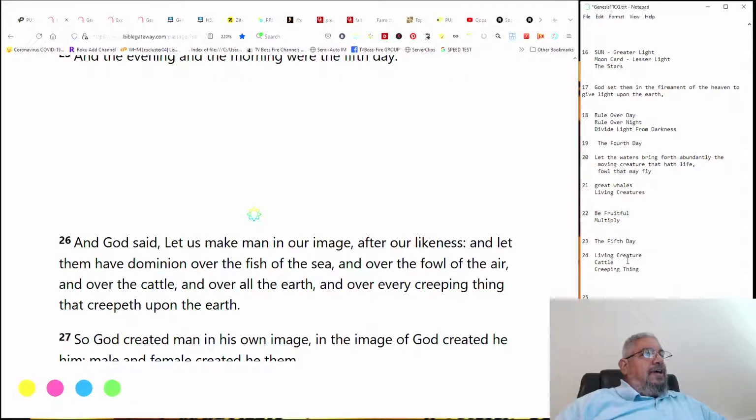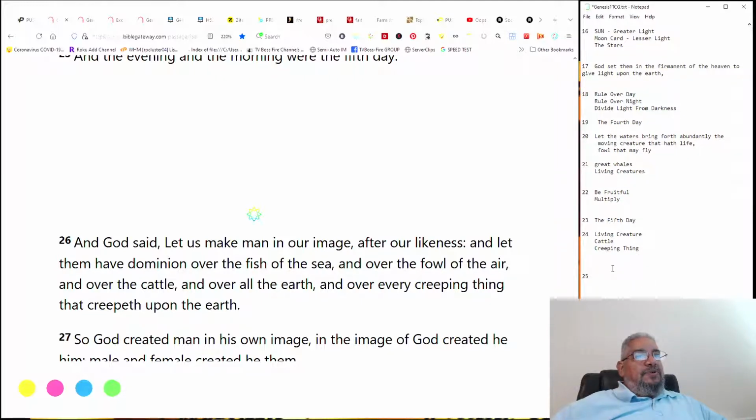We have verse 25, and God made the beast of the earth right after. So 25 is almost the same, but he says the beast of the earth. Beast of the earth. Okay, and cattle, and then again we'll review this later on, and everything that creepeth.